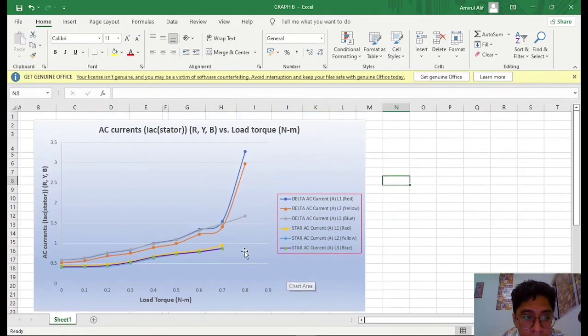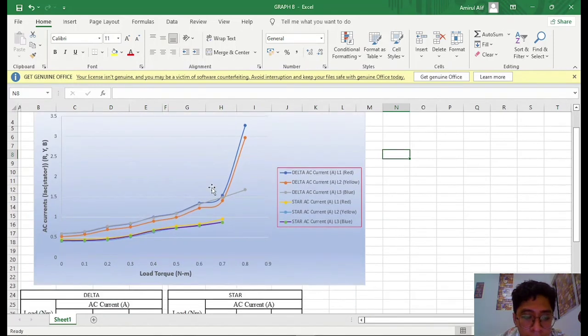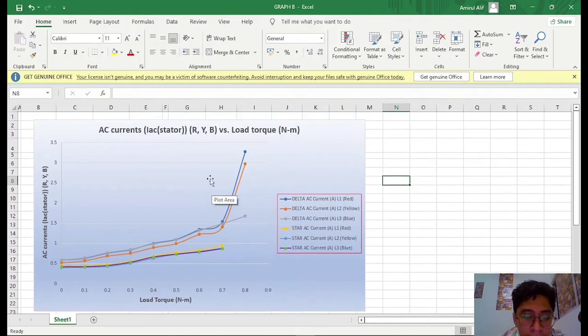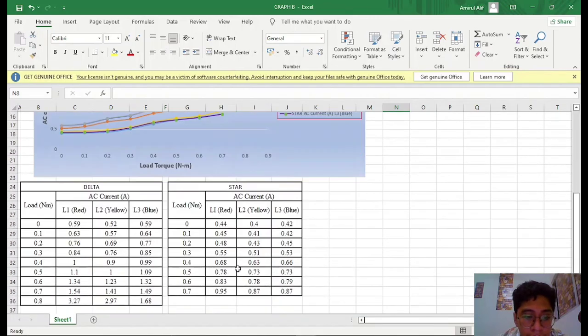This is our AC current versus the load torque graph. In the graph we can see the red, yellow, blue connection phases. We can compare here that the star connection uses less AC current compared to the delta. And again, this is the breakover torque, so there is a spike here. This is the data that we have used.